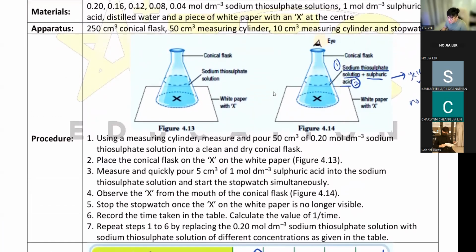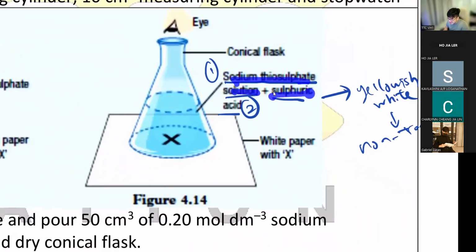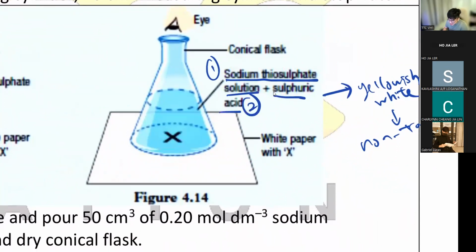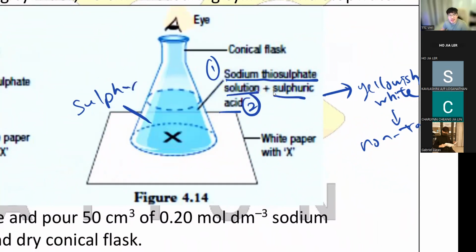You know what's the worst about this experiment? When you add these two together, what makes this X disappear? What makes this yellowish white is the sulfur. These two solutions will create sulfur. And you know how sulfur smells? They smell like fart. Acidic fart. It's like you fart with acid. It's smelly and sour.